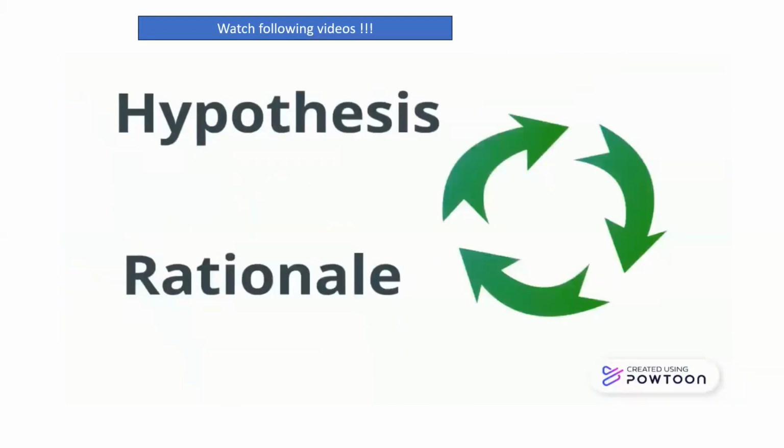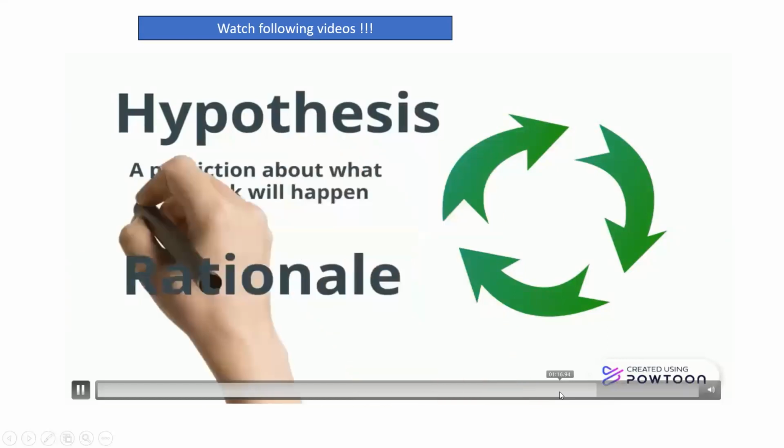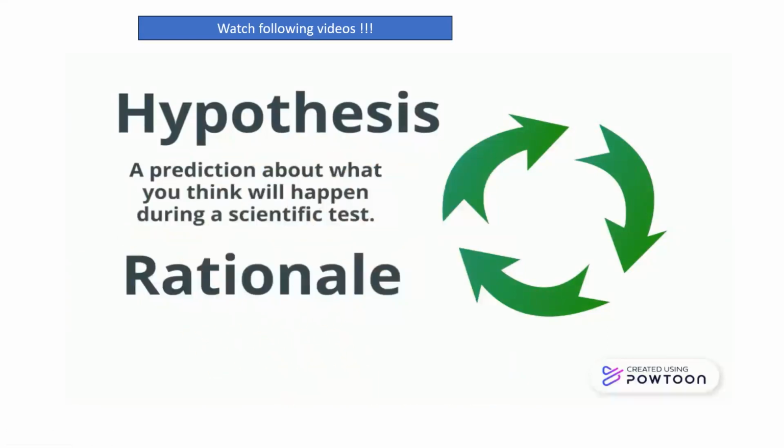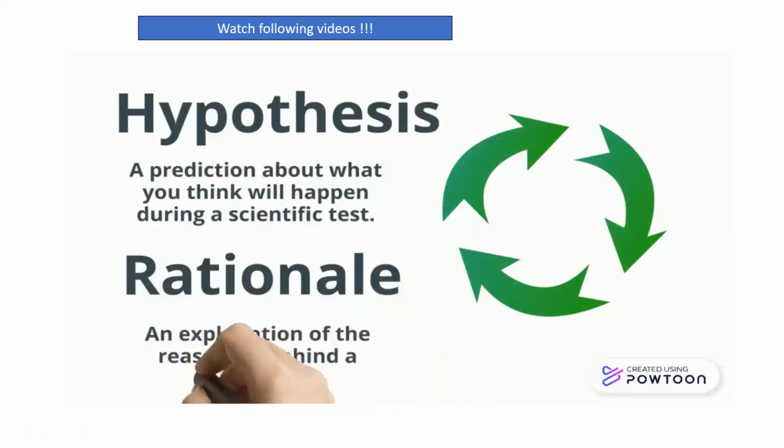Let's define these two interrelated terms. A hypothesis is a prediction about what you think will happen during a scientific test. A rationale is an explanation of your reasoning behind your hypothesis. You can't have one without the other.